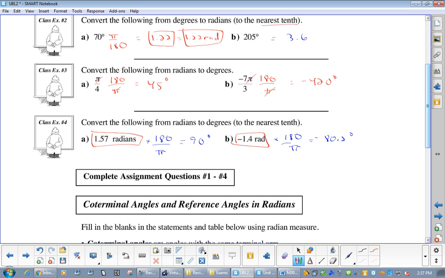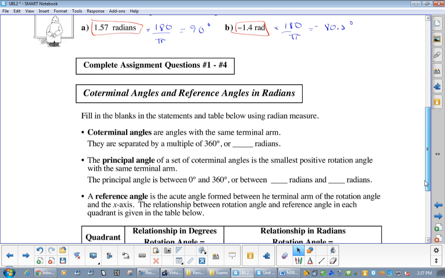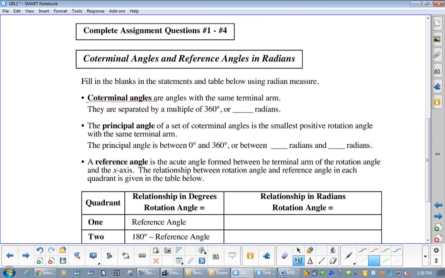Okay, -1.4, again, just multiply by 180 over pi, and we're going to get -80.2 degrees. Okay, now, here we're going to do a little bit of review. Coterminal angles are angles with the same terminal arm. They are separated by a multiple of 360 or 2 pi radians. Okay, so if I gave you this angle here, if I added 2 pi to it, I would come back to where I was before. And if I added another 2 pi, those are all called coterminal, because they all terminate in the same place. Okay, and again, that is review from when we did trig earlier.